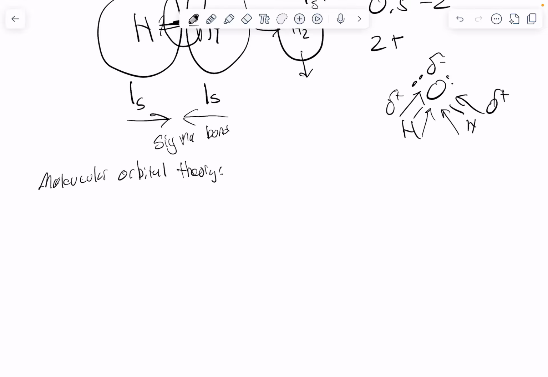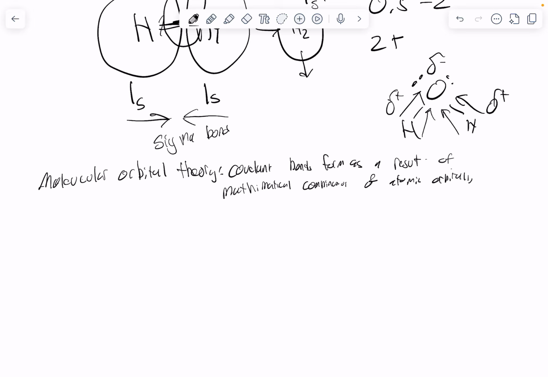And what this says is covalent bonds form as a result of mathematical combinations of atomic orbitals. And this results in molecular orbitals. Lots of mispronunciation or misspelling there.